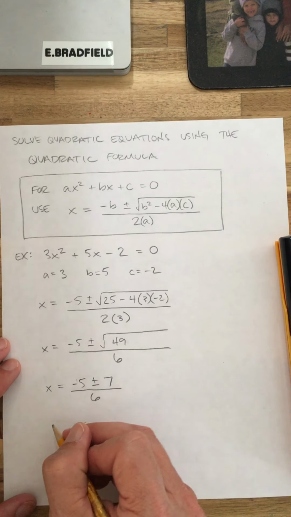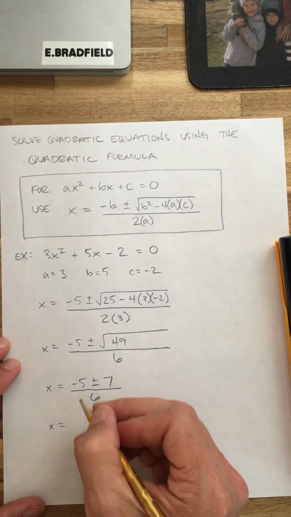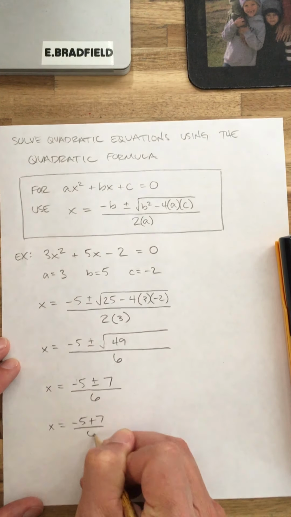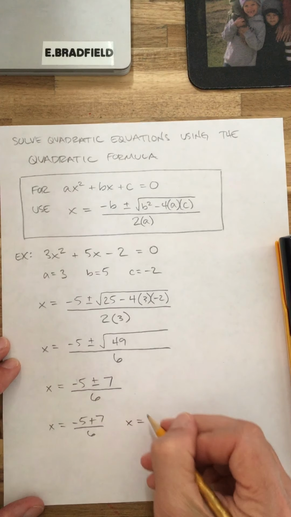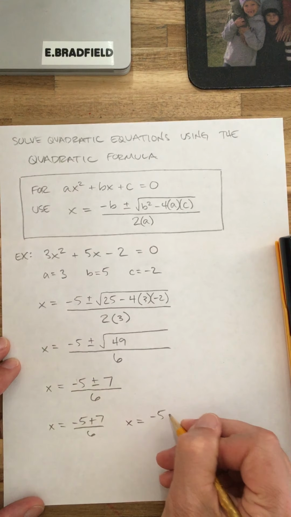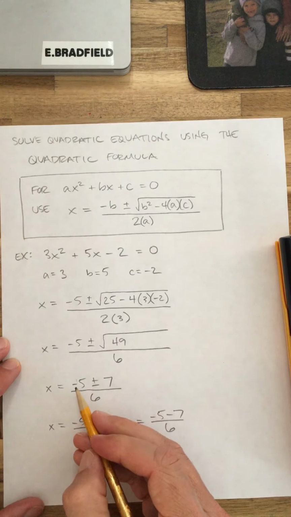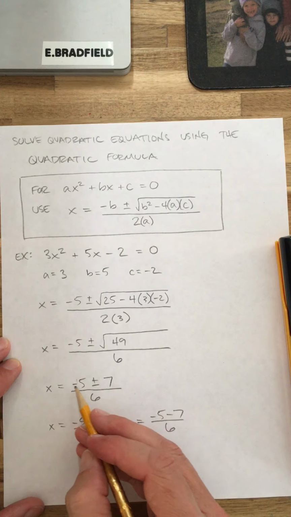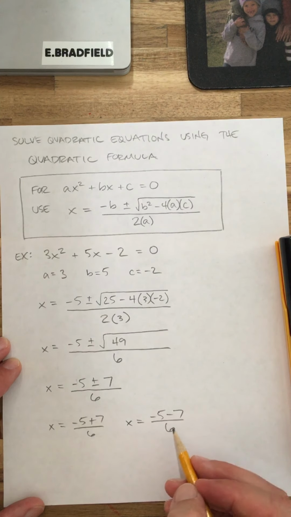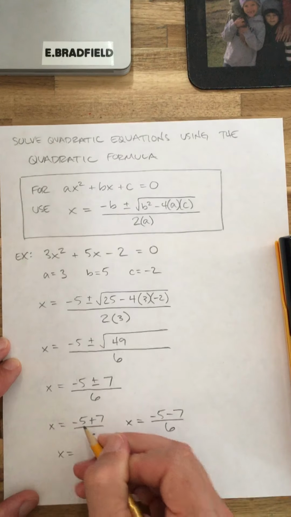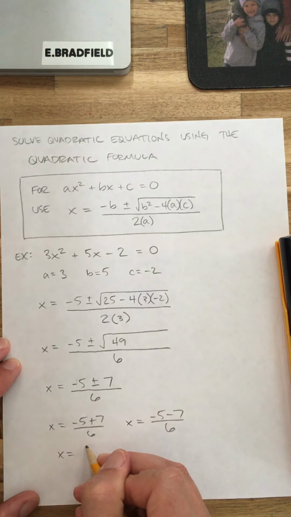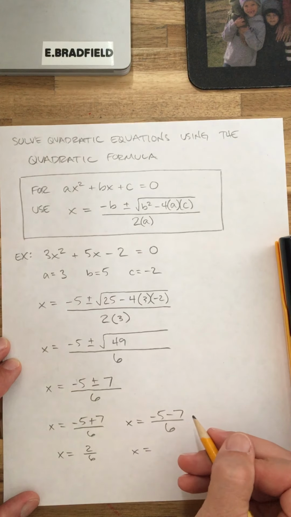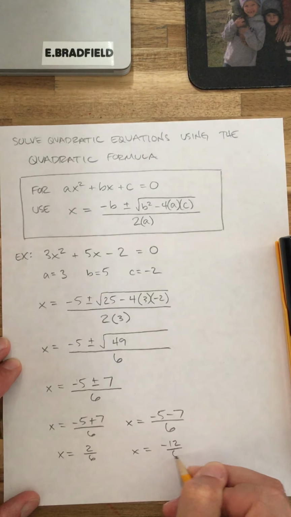And here we go. X equals, now it's -5 plus 7, -5 plus 7 over 6, and X equals -5 minus 7 over 6. Did you catch that? -5 plus 7 over 6, and -5 minus 7 over 6. So I wrote them both, okay? So X equals, well, -5 plus 7, that's 2 over 6, and X equals negative 5 minus 7, that's negative 12 over 6.